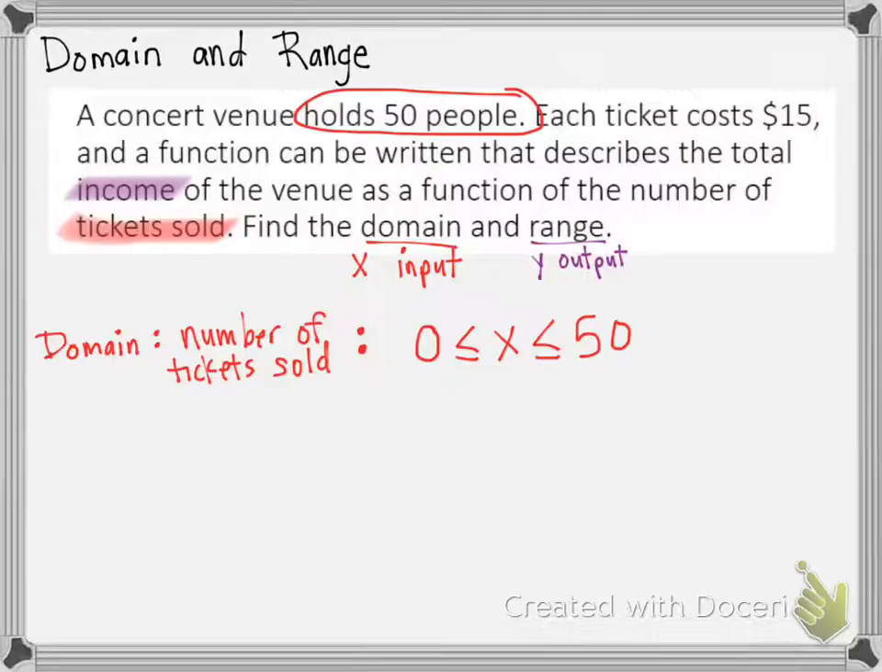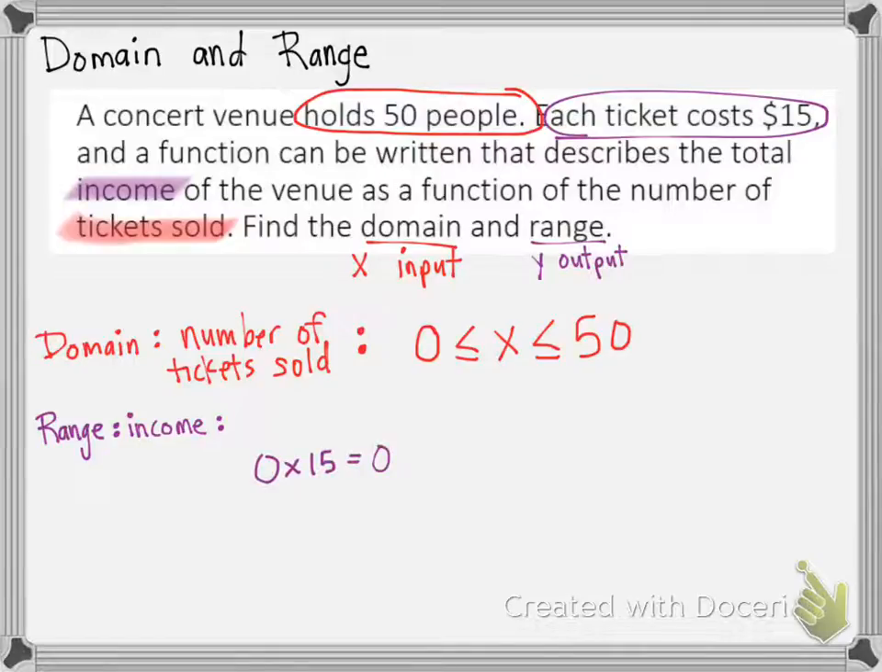Now let's look at the range. The range is the income, how much money we make. We have to look at how much money we're charging for each ticket and how many tickets we could possibly sell. Since it's $15 per ticket, our possibilities are we could sell 0 tickets, in which case we make $0, all the way up to selling 50 tickets, in which case we make $750. That means that our range of income is between 0 and $750.